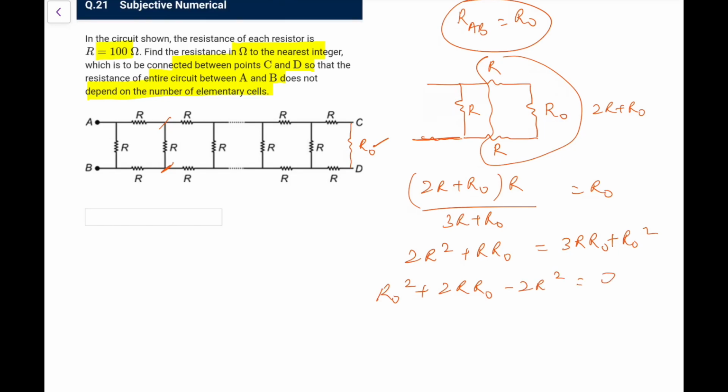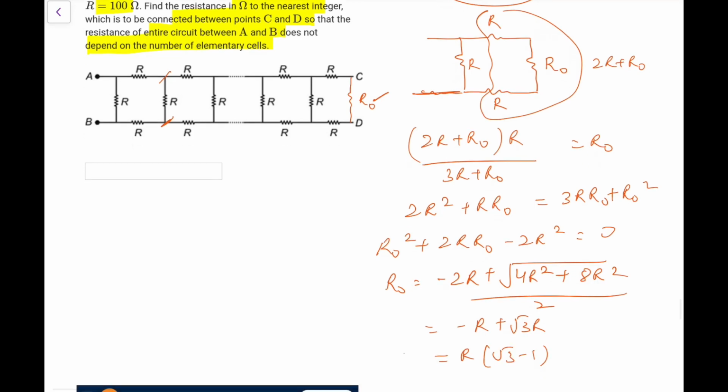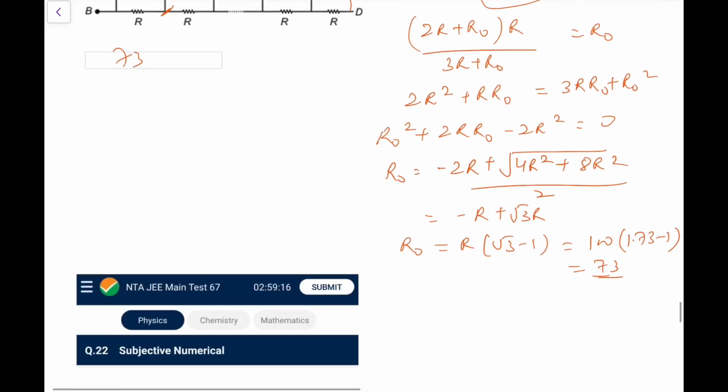If I do this, there won't be such easy factors. I need to do the quadratic: minus 2R, and I won't take the negative value, only plus root of 4R square plus 8R square, about 2. So it would be, I'll take out 2, minus R plus root 12, so 4 goes out, it is root 3 R. So it is R times root 3 minus 1. Okay, so R0 is R times root 3 minus 1. What is R? 100. 100 into 1.73 I can do. So this is 173 minus 1, so it would be 73. So it's a very nice question. You need to get the logic right, otherwise it would be a tougher one.